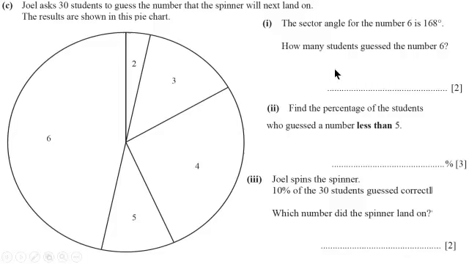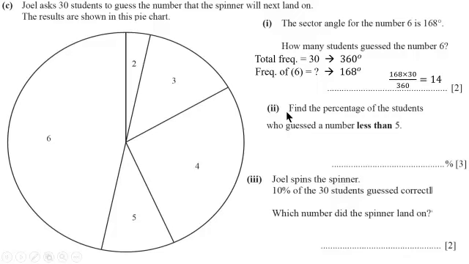Okay, it's very easy. The total frequency is 30, represented by 360 degrees. What about the frequency of number 6? Frequency of 6 is represented by 168 degrees. We can put a question mark here, and to calculate it, just multiply 168 times 30 divided by 360, and the result will be 14 students.